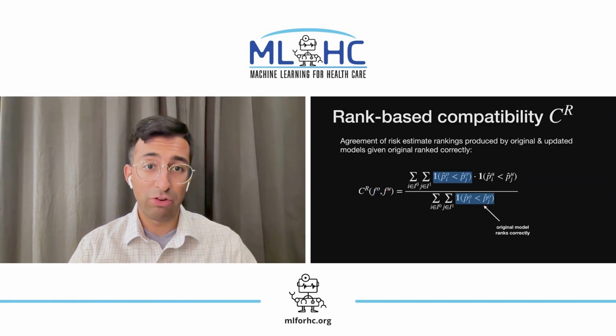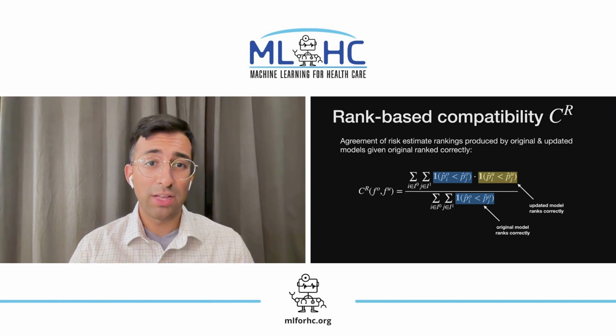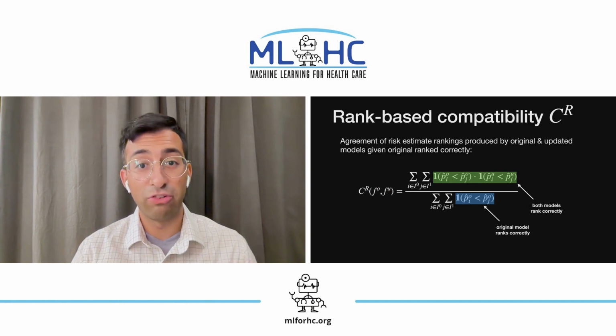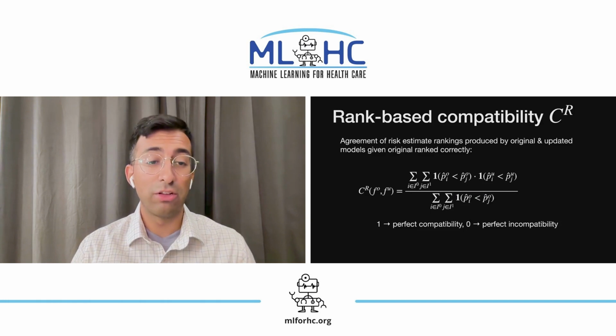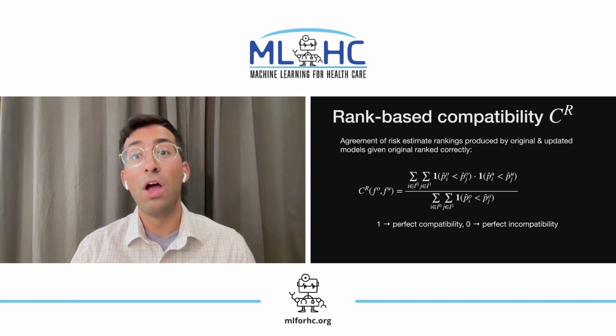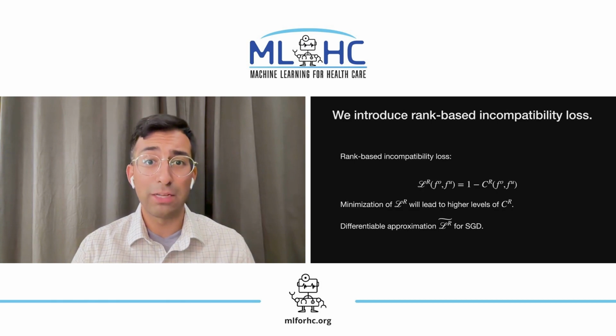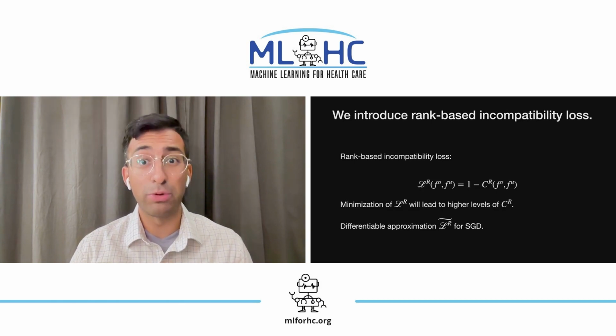In blue, we assess the original model. In yellow, we assess the updated model. We count the number of times that both models rank patients correctly and normalize by the number of times the original model ranked correctly. This yields a value between 0 and 1 and can be thought of as the probability that the updated model ranks the patient pair correctly, given that the original model correctly ranked that pair. We also introduced rank-based incompatibility loss and a differentiable approximation. The minimization of these leads to higher levels of compatibility.